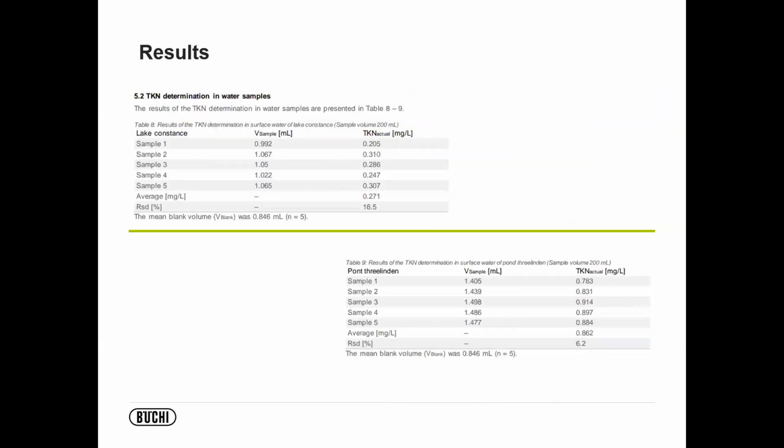And then lastly, here's two different results. So we have two different bodies of water, and the results that were achieved. Again, you'll be able to take a look at these, but these are the results.